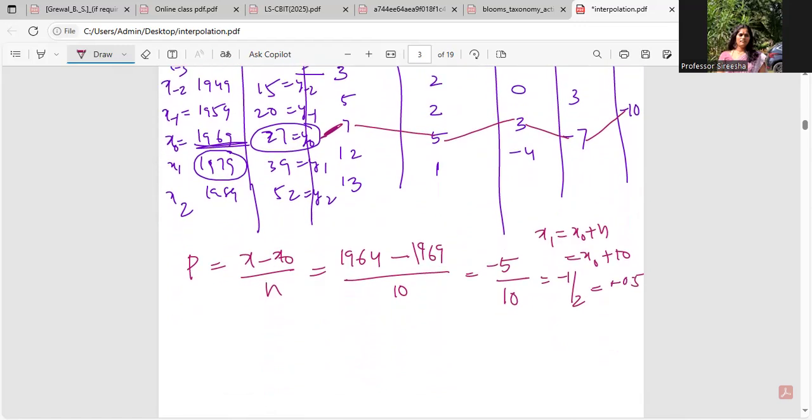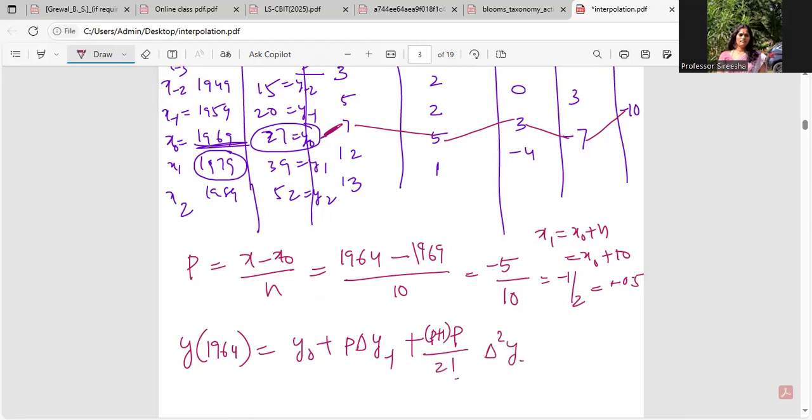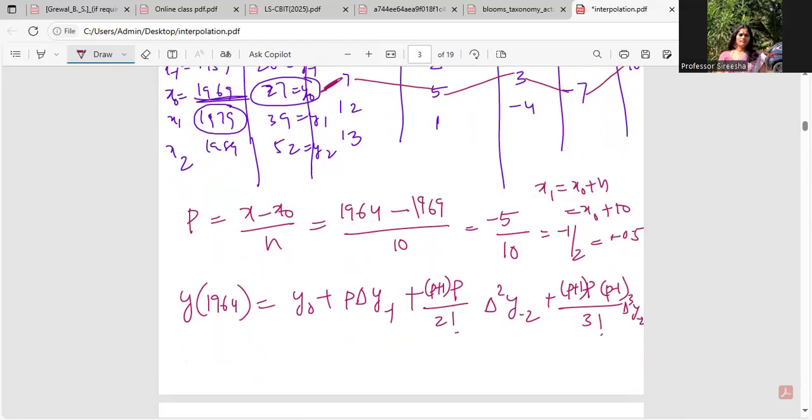Accordingly, the formula goes: y at 1964 is equal to y naught plus p into delta y minus 1, plus p into (p plus 1), one step backward, delta squared y minus 2, plus p into one step backward, one step forward, delta cube y minus 2. And it goes on and on. How many differences are there? Just see, 1, 2, 3, 4 and 5 differences are there. Till there you will write the formula.